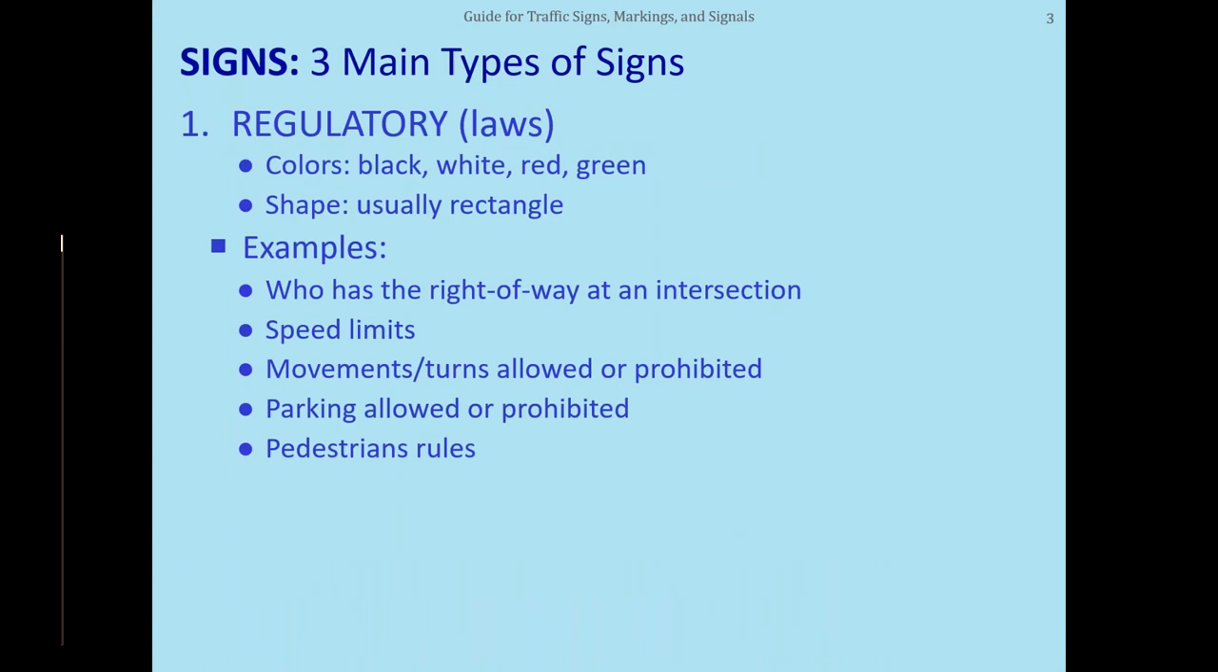Regulatory signs, signs that convey laws. Typically, colors are black, white, red, and green. The shape is usually rectangular. Some examples: what is a regulatory sign, to help you grasp the term? Things that, if violated, mean that you have broken the law and you could get a traffic ticket.